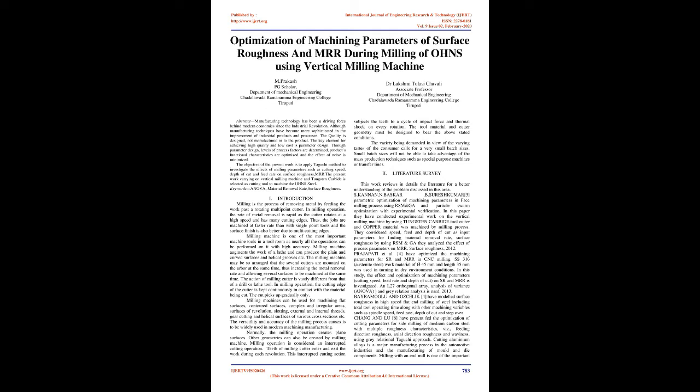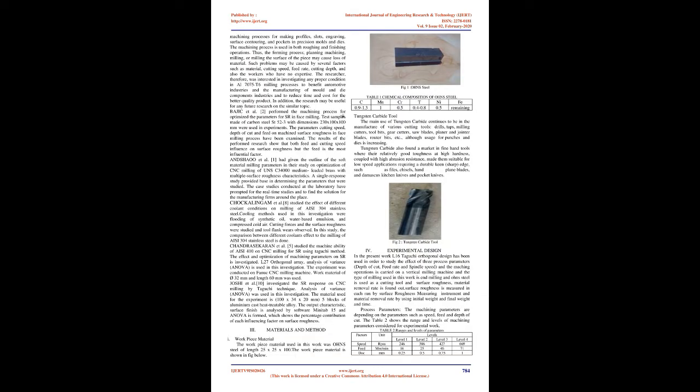The variety being demanded in view of the varying tastes of the consumer calls for very small batch sizes. Small batch sizes will not be able to take advantage of mass production techniques such as special purpose machines or transfer lines. 2. Literature survey.